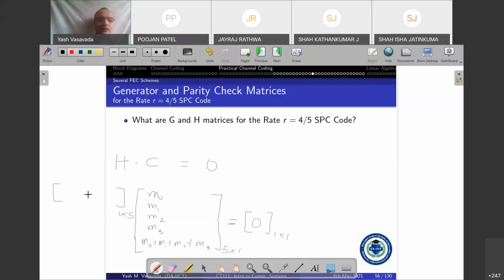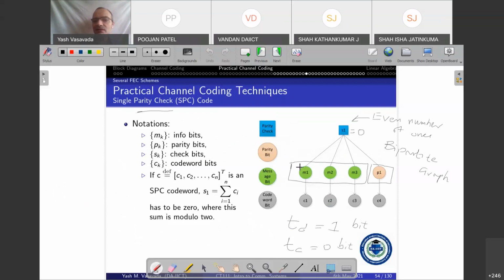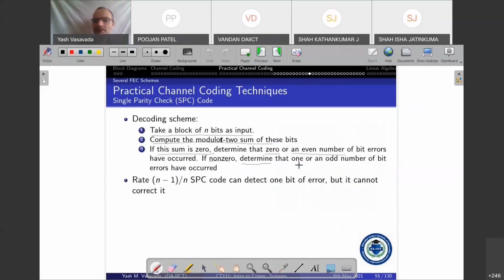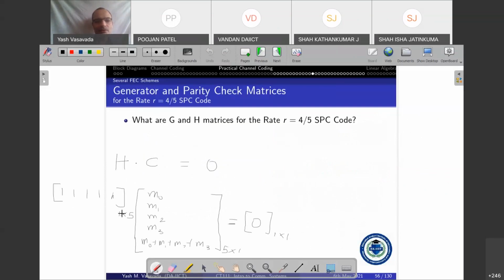Now all you have to tell me is how to fill up this one. All ones, exactly. 1, 2, 3, 4, 5. What are all these ones? Well, they are just the edges of this bipartite graph. The edge means that there is a 1 there. Okay, so this is going to be the H matrix, the H vector for the parity check.